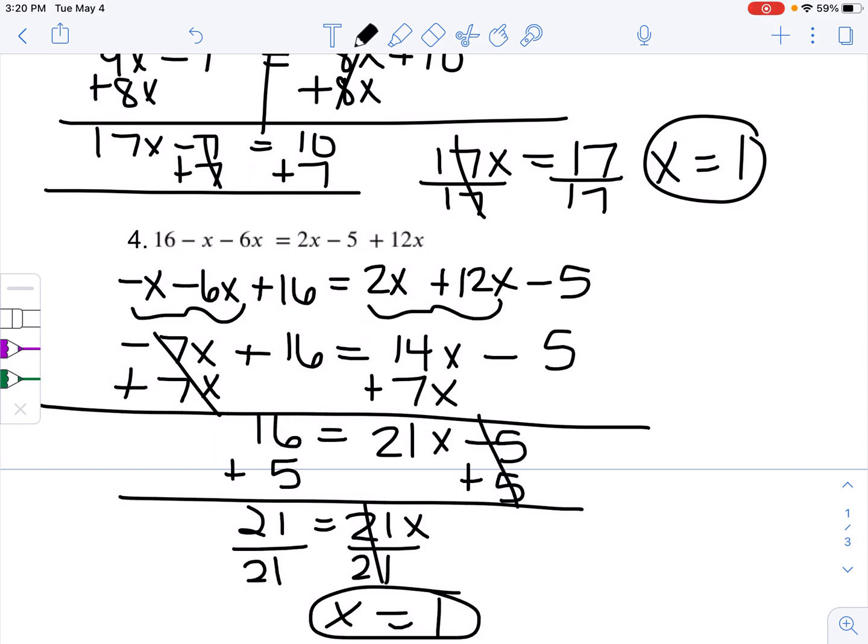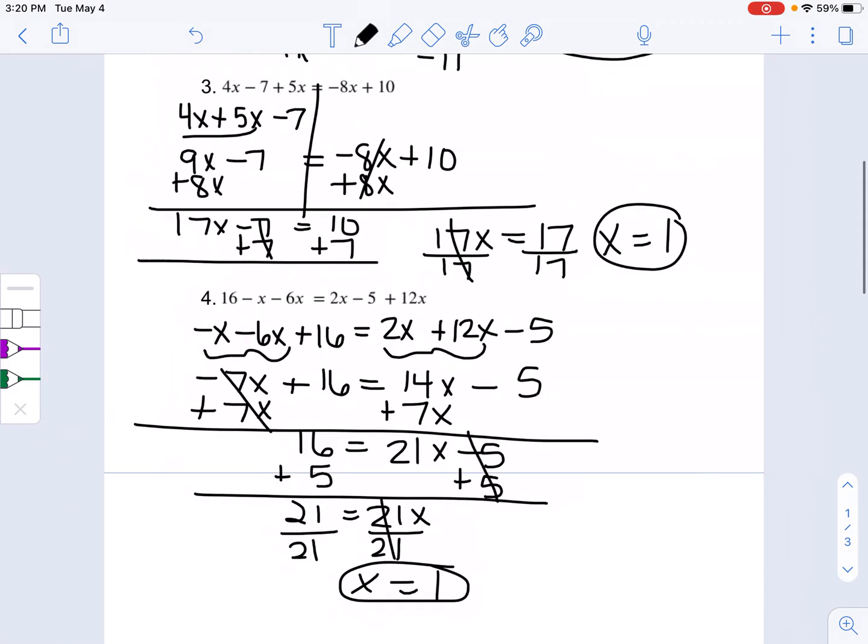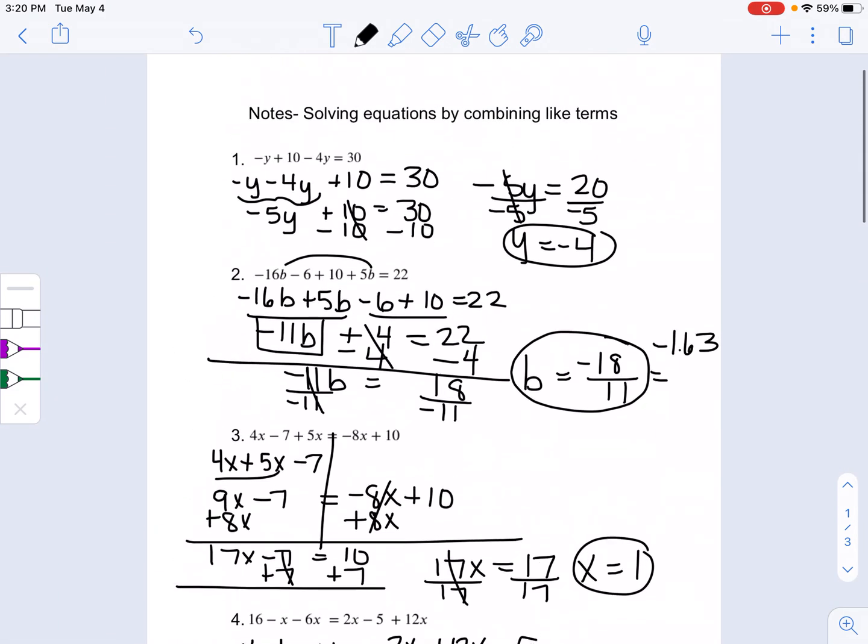And that is the solution. And that is how you solve equations by combining like terms.